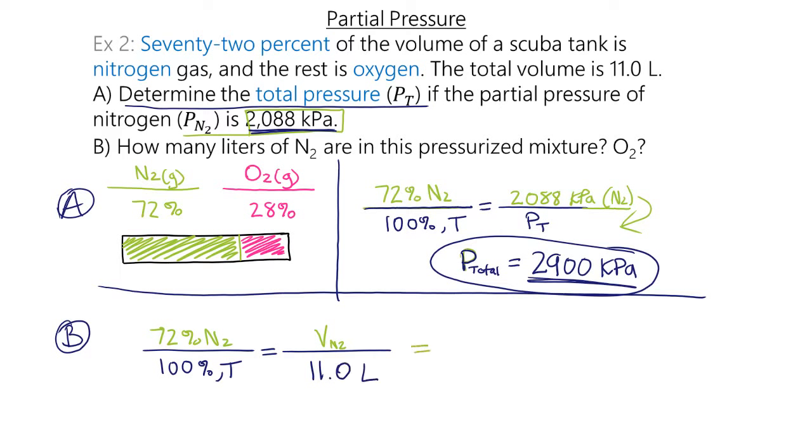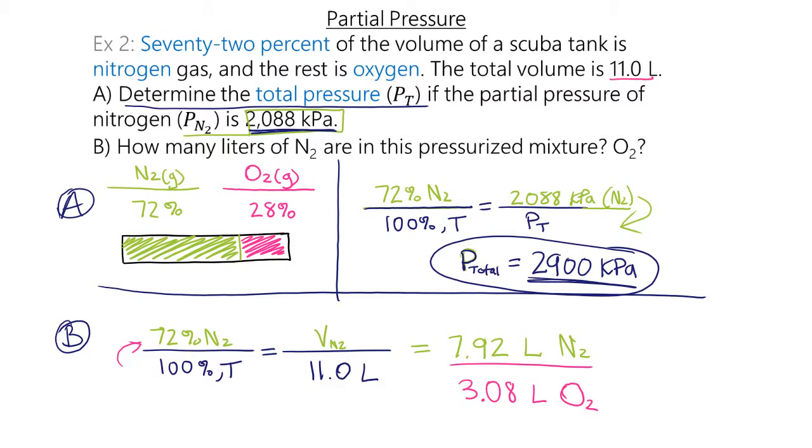Cross multiply, and you get the total volume of nitrogen as 7.92 liters. There are two ways to get the partial volume in liters for oxygen. You could do 11 minus 7.92 to get 3.08 liters of oxygen, or you could set this problem up again by replacing 72 with 28, but the work is going to be the same.